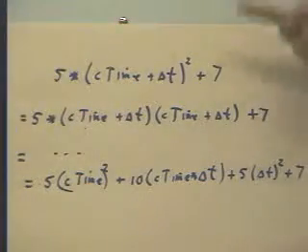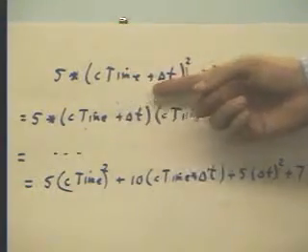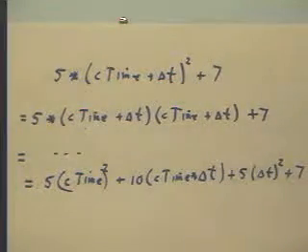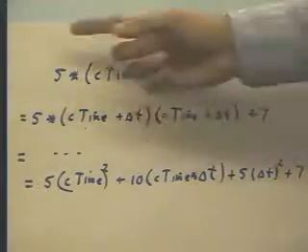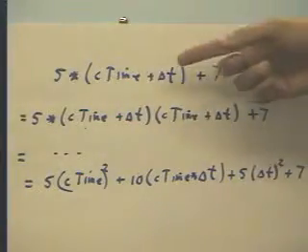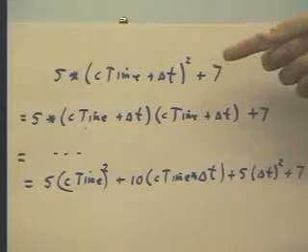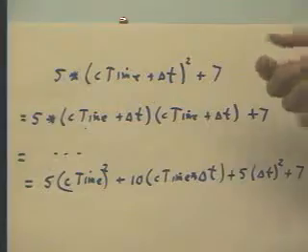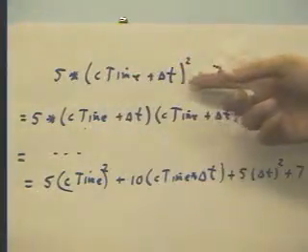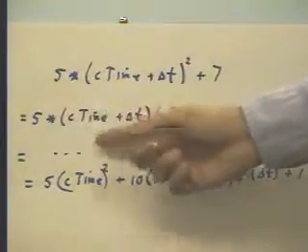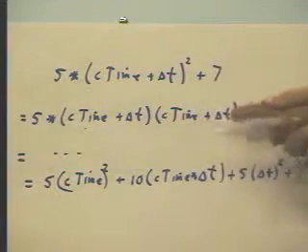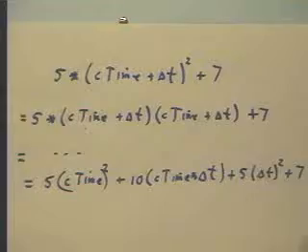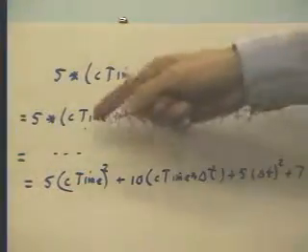Let's take a closer look at the expression 5 times (clock time plus delta t) quantity squared plus 7. Many people will look at this expression and say, well, that's 5 times clock time squared plus delta t squared. And that's simply not correct. 5 times (clock time plus delta t) squared means 5 times (clock time plus delta t) times (clock time plus delta t) plus 7. We can use the distributive law to multiply this mess out.